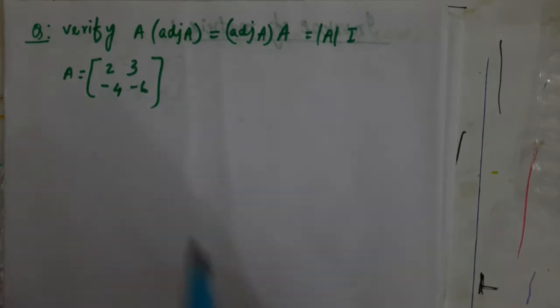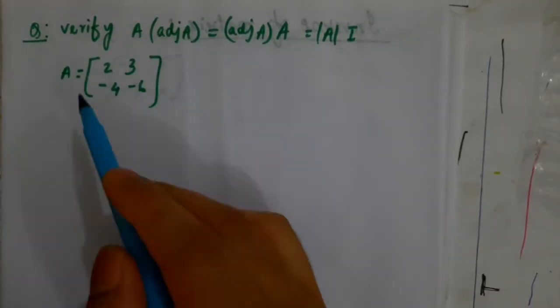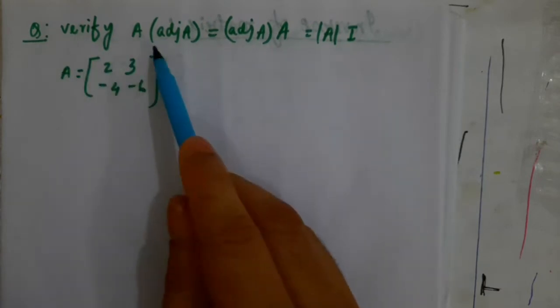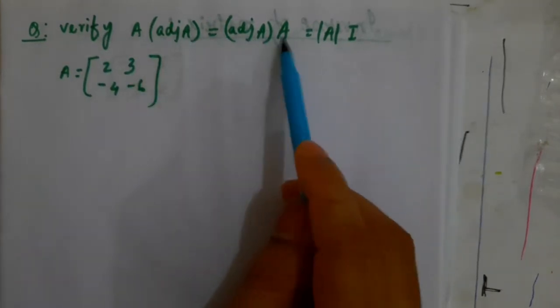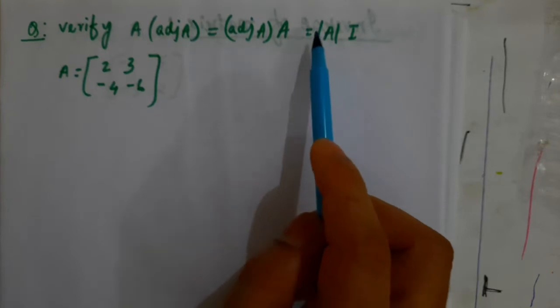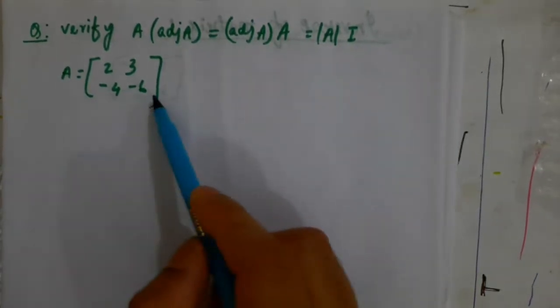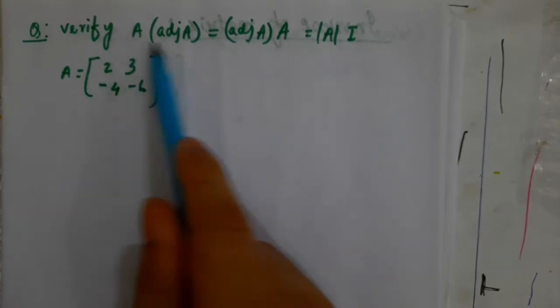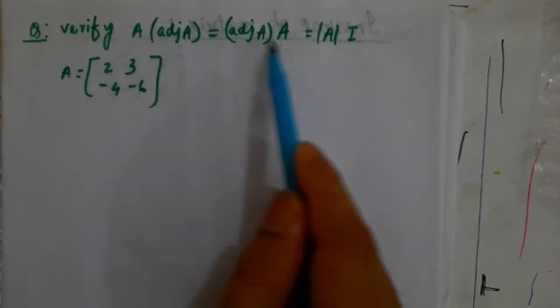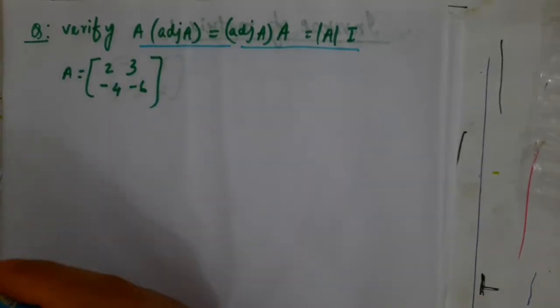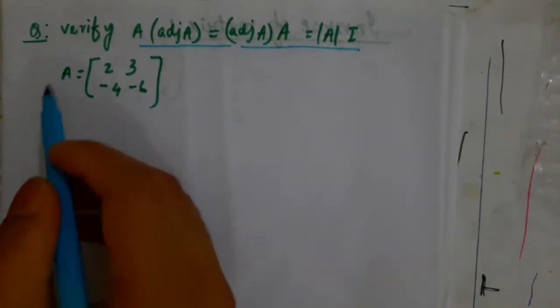Continuing from the previous lecture, here we verify A times adjoint of A equals adjoint of A times A equals determinant of A times I, where A is given. This is the property of the adjoint of a matrix, which we already discussed. Now we will verify this one.